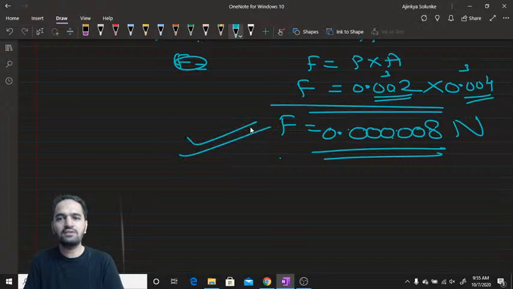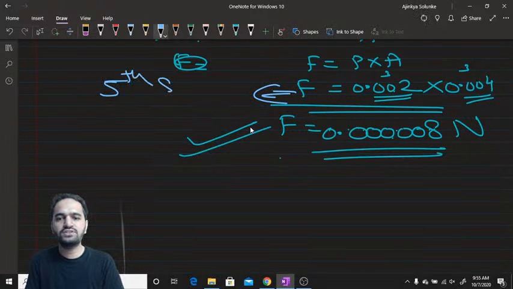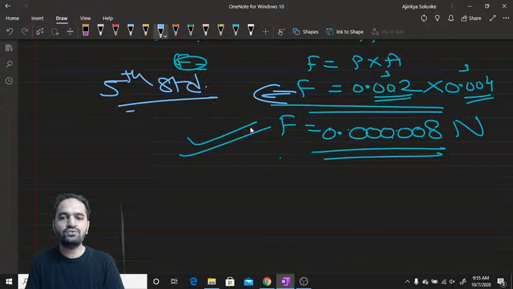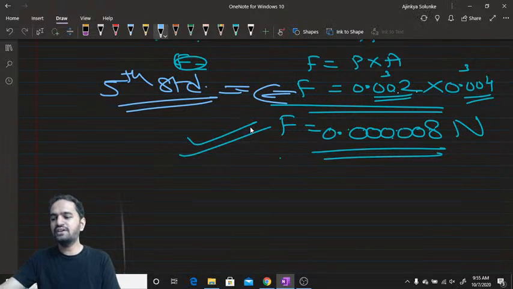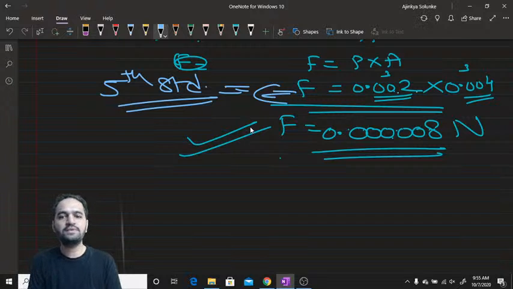A very simple calculation. All you had to do was multiply 0.002 into 0.004. Do it slowly, because this calculation belongs to 5th standard. Even a 5th standard student can do this multiplication, so it is expected that a student of 8th standard can definitely do this.